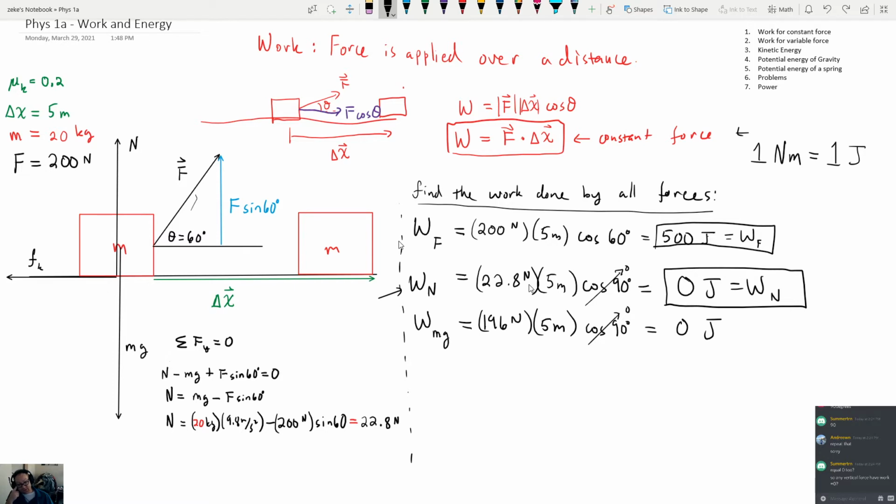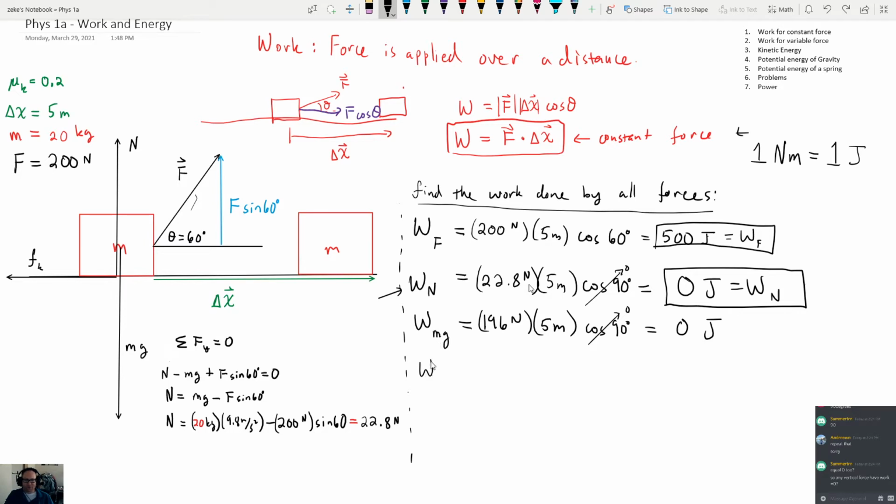Yep, as long as it's moving along a flat surface. If it's moving along an angled surface, it won't be true anymore, Summer, because then the weight will do some work, right? But the normal force won't. I suppose we could do a quick example of that after this if you want to. Alright, so the work done by the weight is 0.